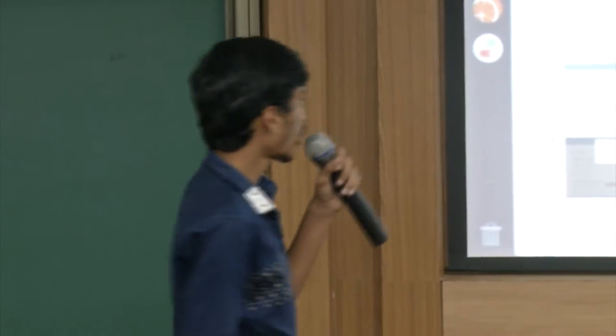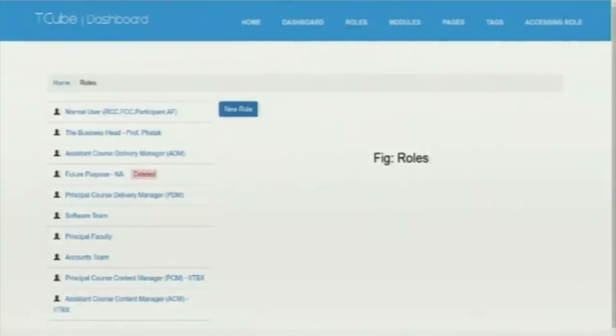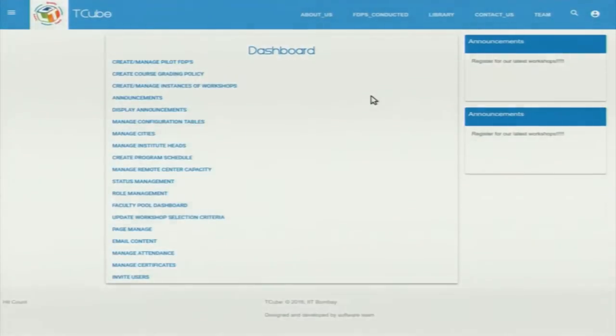While coming to role management, in the dashboard there are only five views: roles, modules, pages, tags, and modify axing roles. While coming to the roles, I want to show the live demo. And this role management has high authoritative power over all the software.